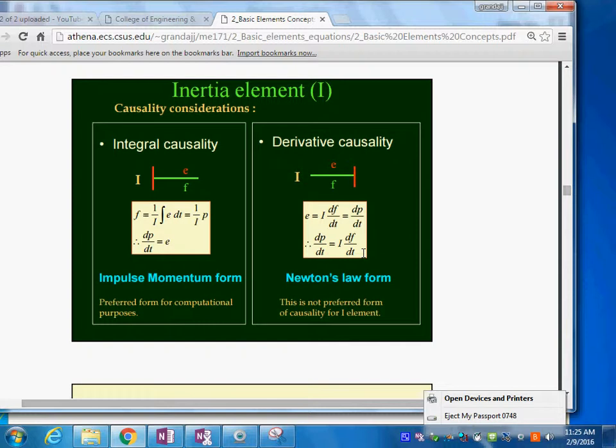We can represent it in block diagram form, and that is 1 over L times 1 over S equals F. This is basically translating this equation.